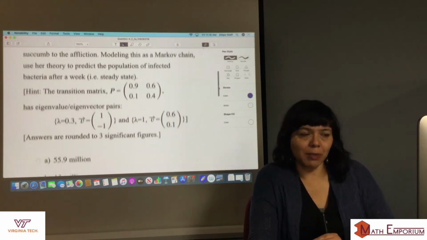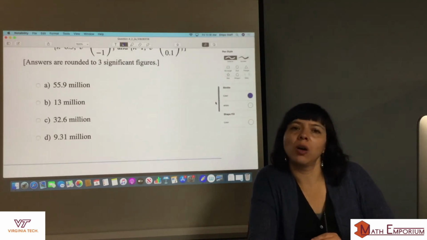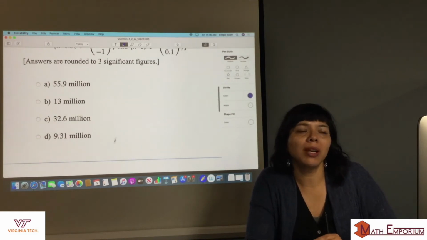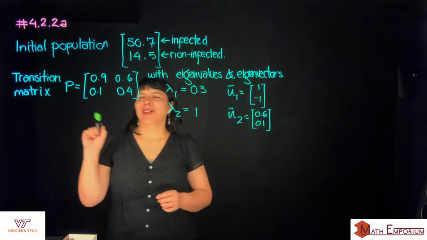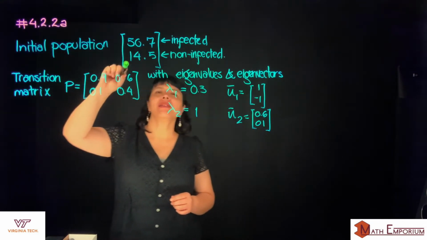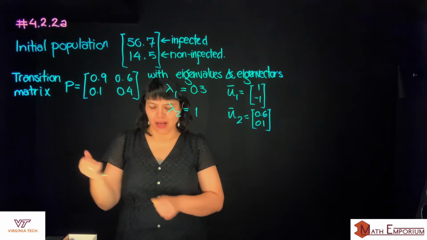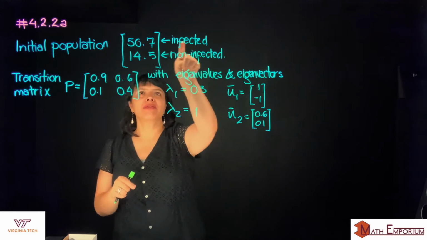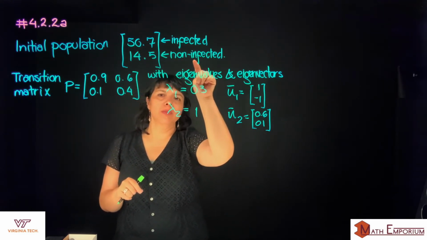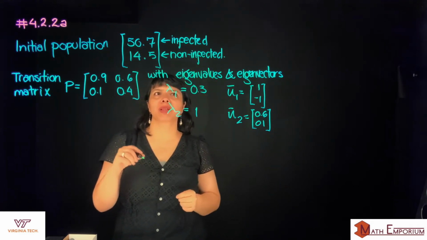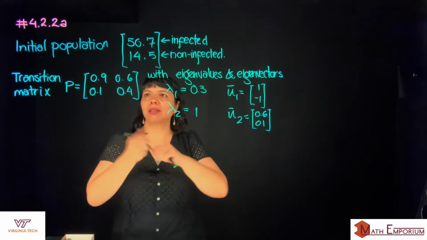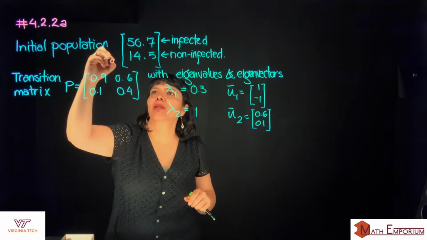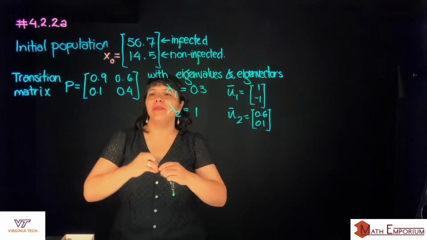So I'm going to go over the procedure, and these are our options, so you're going to see which one among these options is the correct solution. Okay, so we have our initial population now in a vector. So my first row corresponds to the number of infected, and the second one to the number of non-infected. And because this is my initial population, we usually denote that by x naught. So at time 0.